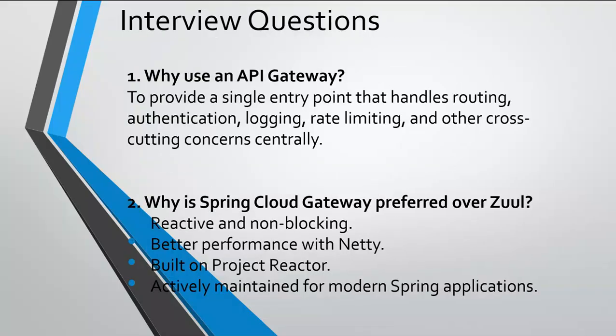Here we have mentioned a few interview questions that may be asked in interviews. Why use an API gateway? This is the most commonly asked question. The answer is to provide a single entry point that handles routing, authentication, logging, rate limiting, and other cross-cutting concerns centrally. So instead of implementing for each service, we can use it centrally if we have implemented the API gateway.